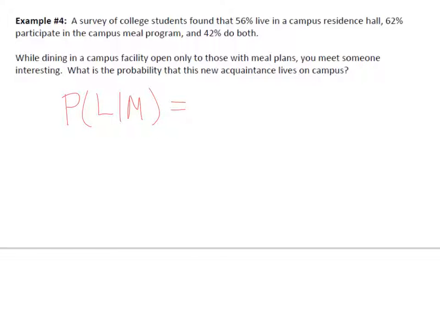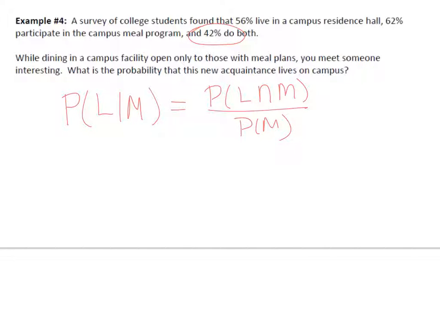Well, formulaically, what we're talking about is the probability of L intersect M divided by the probability of M. So if I can figure out what that intersection is and I can figure out what that probability of having a meal plan is, I'll know it. And these pieces of information are told to us in the problem.